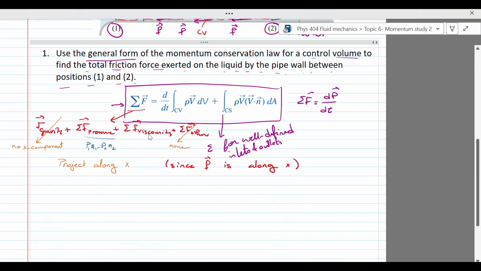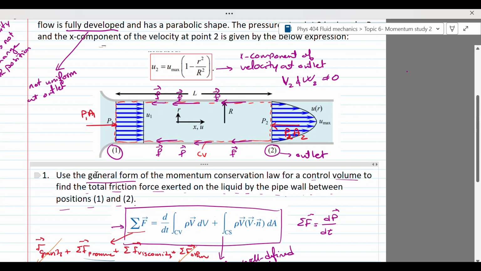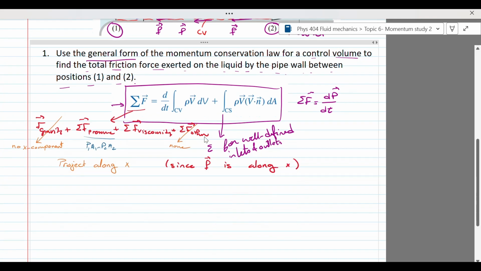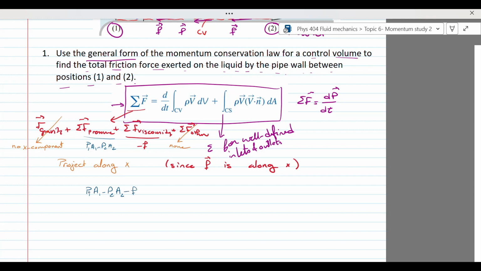For the viscosity forces, I only have the friction, which is what I want to find, the total friction exerted on the liquid by the pipe wall. The friction, as you can see, opposes the fluid flow, so I have drawn it to be pointing to the left, and this tells me that its x component is going to be negative. So I will also have here a value minus F for my friction. Let's write down how my equation now looks. I got P1A1 minus P2A2 on the left side, minus the friction force.